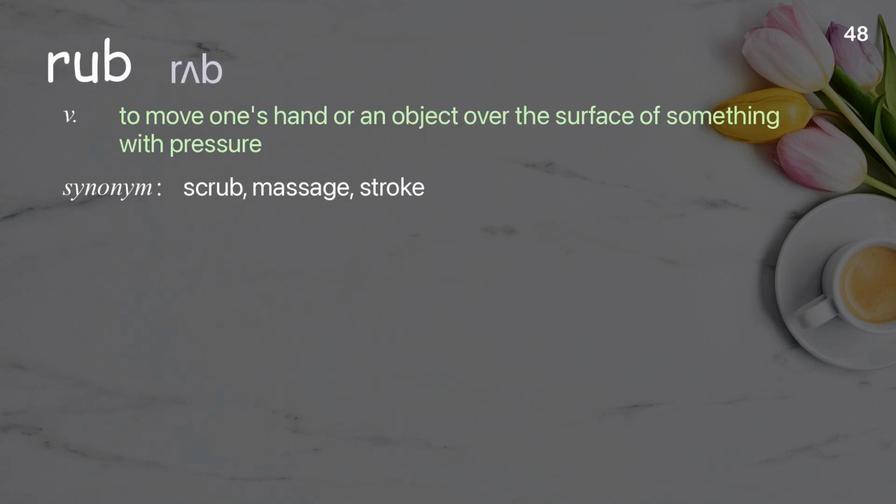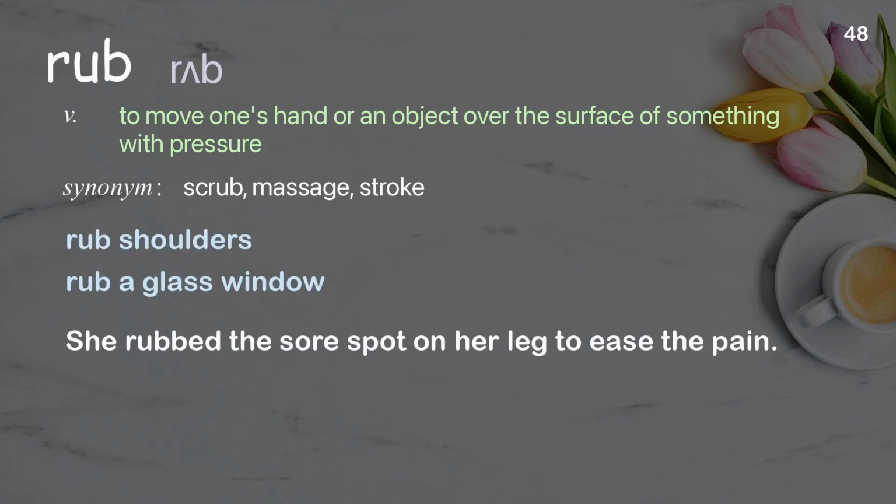Rub. To move one's hand or an object over the surface of something with pressure. Examples: rub shoulders, rub a glass window. She rubbed the sore spot on her leg to ease the pain.